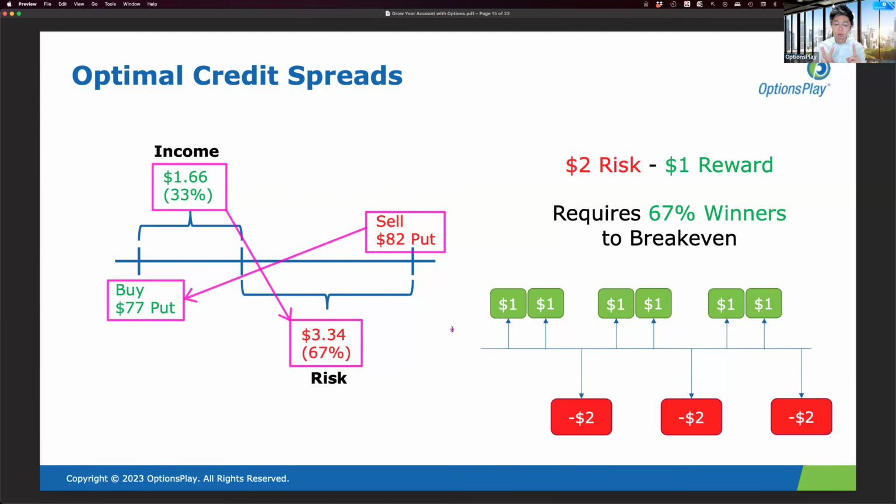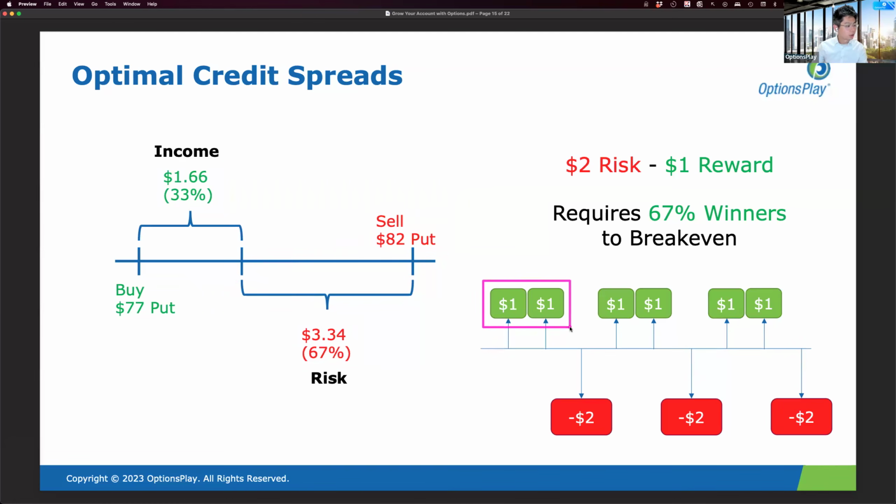Now, when you have a risk-reward ratio of 2 to 1, you need 67% of your trades to be winners. What that means is that if you have 2 winning trades where you win $1, and 1 losing trade where you lose $2, and you continue this trend going forward.